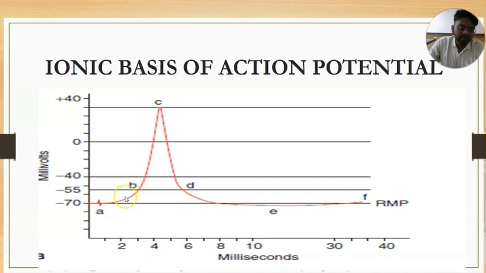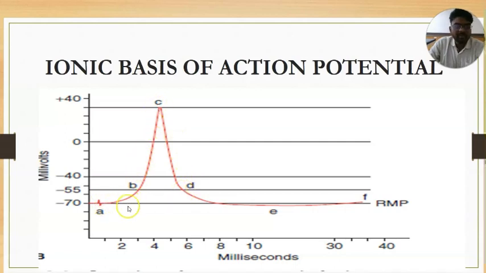The firing level is at minus 55 millivolts. At this potential, many of the sodium channels are open at once. That's why there is a rapid upstroke, which goes beyond zero potential, and this phase is called the spike potential. It is also called the overshoot. After the overshoot, we have rapid repolarization.